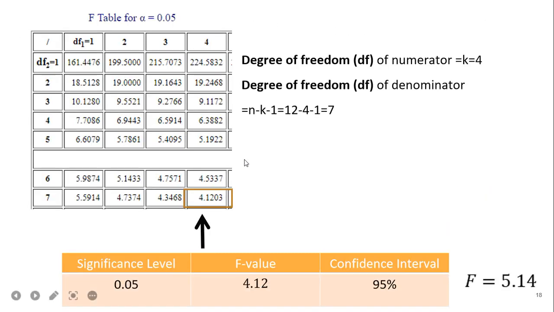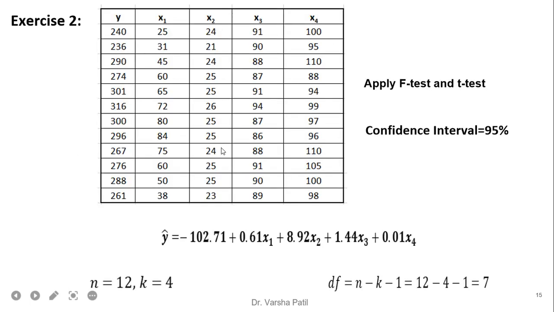Now we start with the second problem. This is exercise 2. We require to apply the f-test and t-test. The confidence interval is 95%. 4 independent variables are there. This is the equation of regression. 12 records, k equal to 4. This is the degree of freedom.